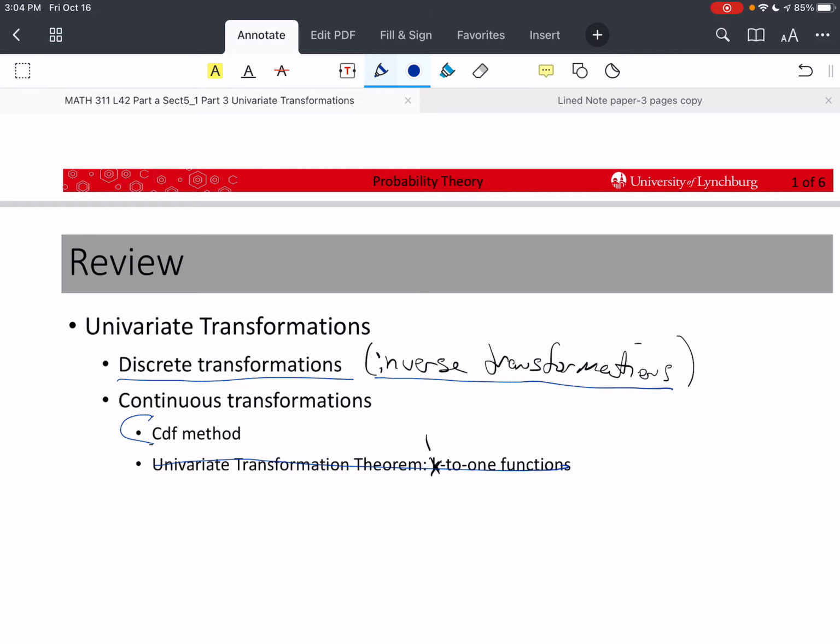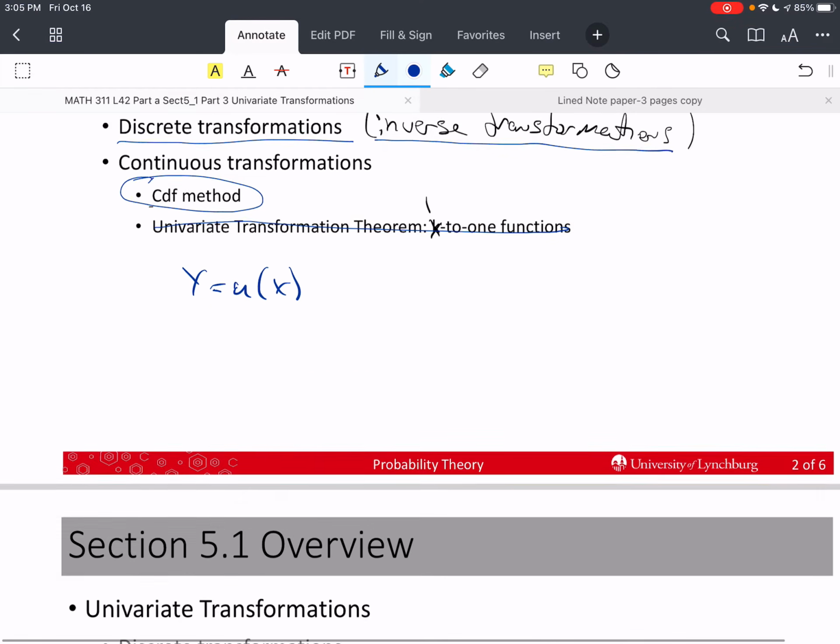And then last time we saw how to use the CDF method, and again using an inverse transformation to find the CDF of, let's say, Y from X. So if Y equals u of X, some function of X, then we find the CDF of Y, then we take the derivative of the CDF to get the PDF of Y.